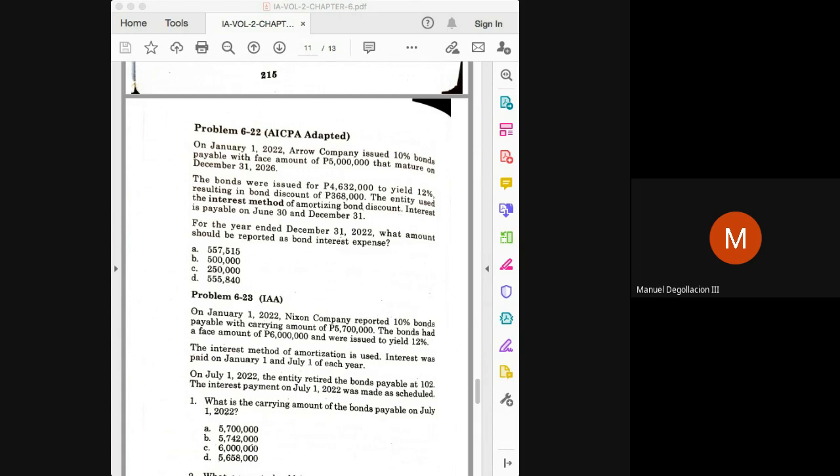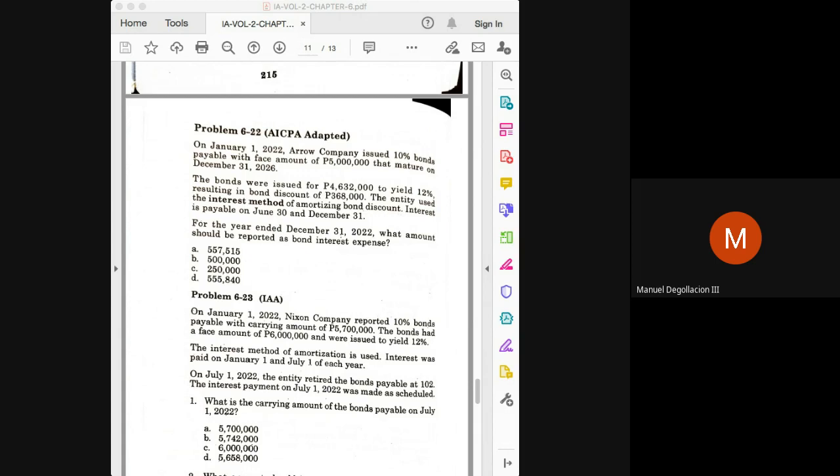So that means our interest expense for the first half of the year is 277,920. This is not yet the answer because this is still the interest expense for the first half of the year. We will have to compute for the interest expense for the second half of the year. Okay, but we can only do that after we have updated the balance or the carrying amount of the bond after the first 6 months.